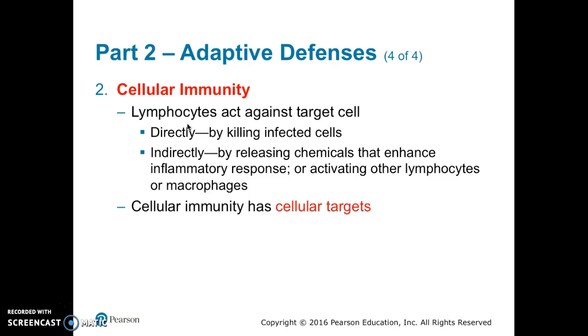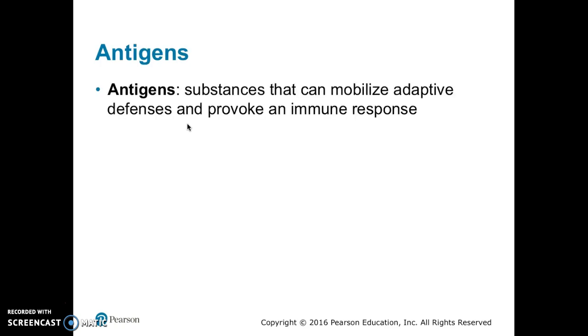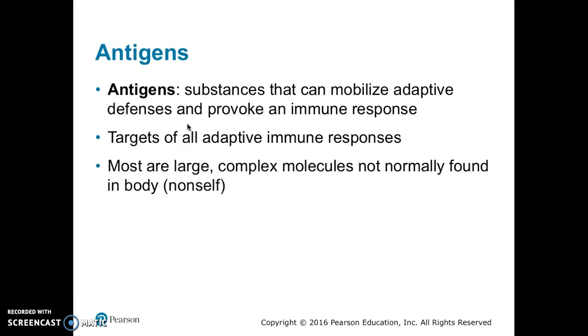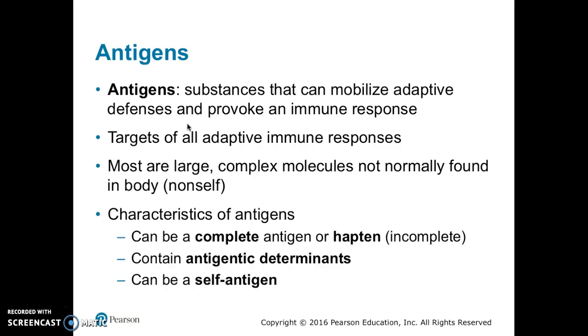Cellular immunity involves lymphocytes acting on pathogens. They directly kill infected cells and indirectly release chemicals to enhance the inflammatory response, or they can activate other lymphocytes or macrophages. Cellular immunity has cellular targets. Antigens are substances that can mobilize adaptive defenses and provide an immune response. These are targets of all adaptive immune responses. Most are large, non-self molecules. They can be a complete antigen or an incomplete antigen, called a hapten. They can contain antigenic determinants and can also be a self-antigen.